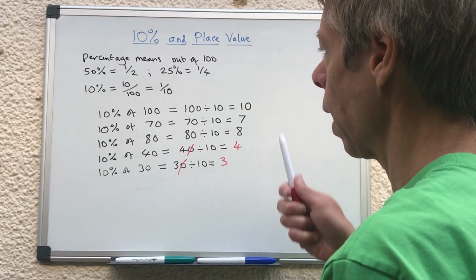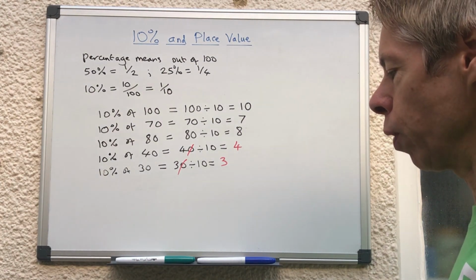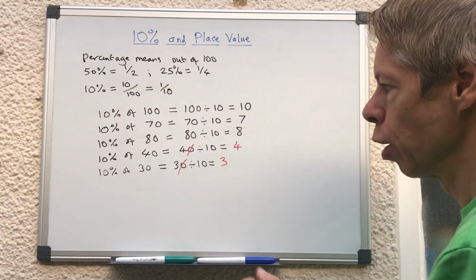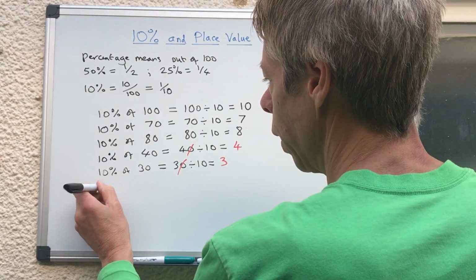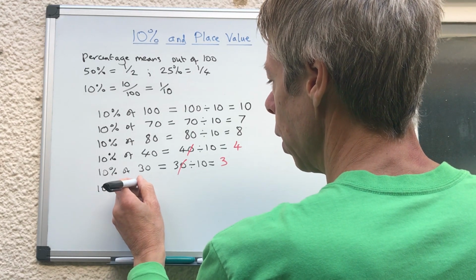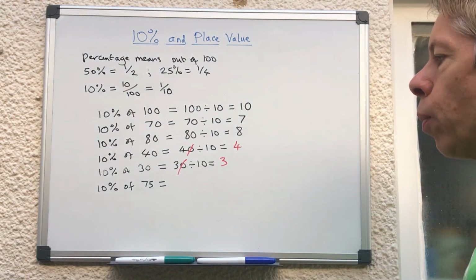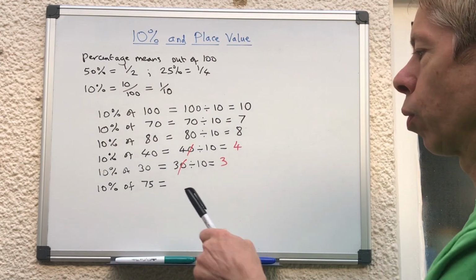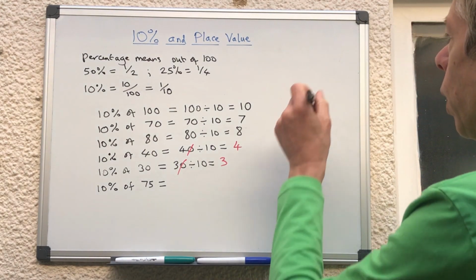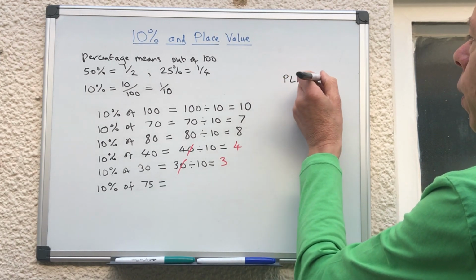Okay, and I'd say that's a good rule because you quite often get asked what is 10% of this number, and it has a 0 on the end. That's fine. Or if your number doesn't have a 0 on the end, so 10% of, let's say, 75. How do you work out the answer to that? Well, we've looked previously at place value.